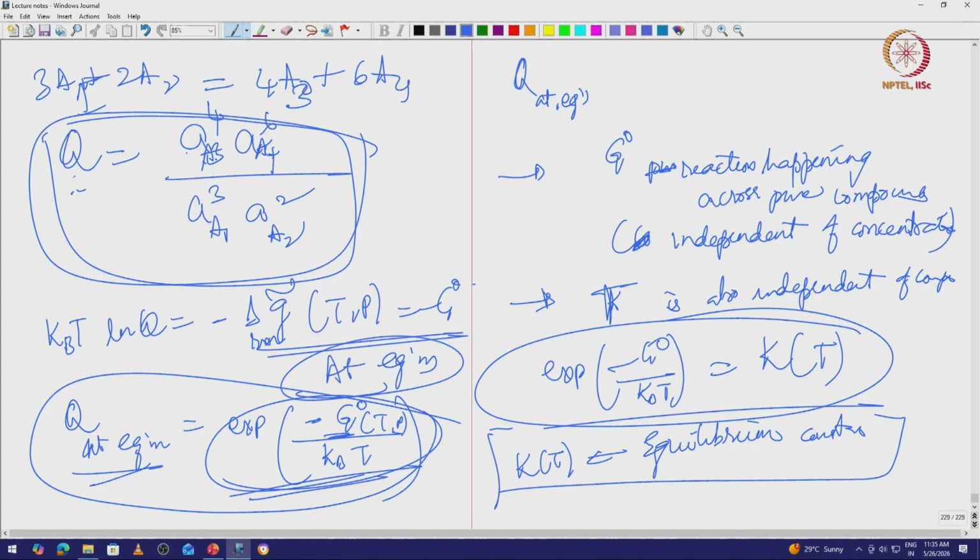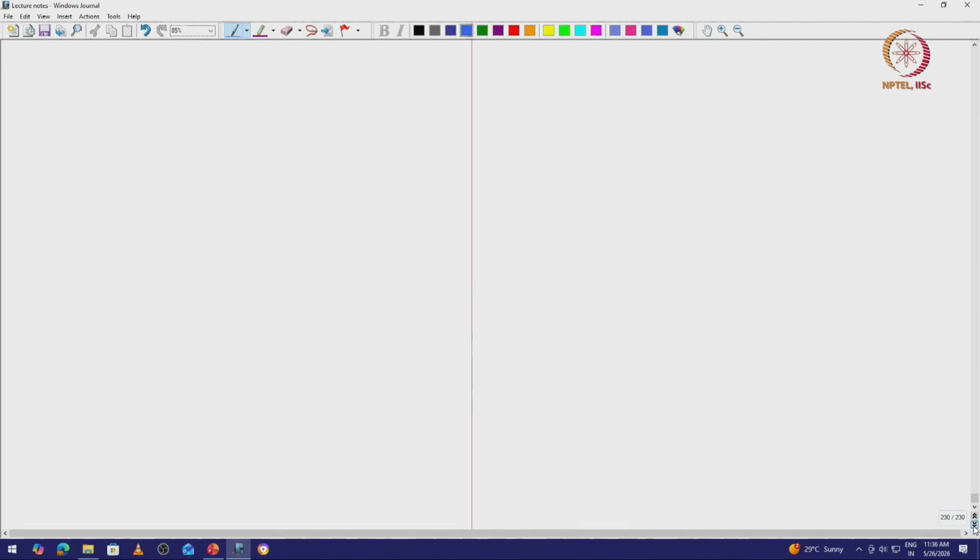So Q, the way I defined it, the product of all these activities, A3 to the power 4, A4 to the power 6, divided by all these things, can exist far away from equilibrium, no problem. Now the condition at equilibrium is that Q, which knows the material signs of my reaction, is equal to K. K does not care about the material signs; K is some constant of the pure reaction. So at equilibrium Q equals K, correct. So Q knows all the material signs.